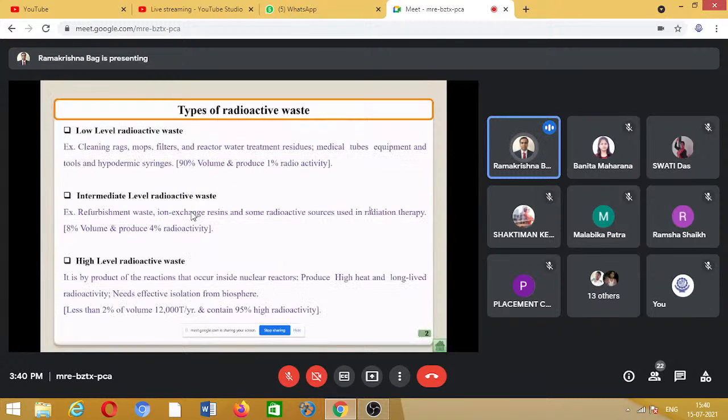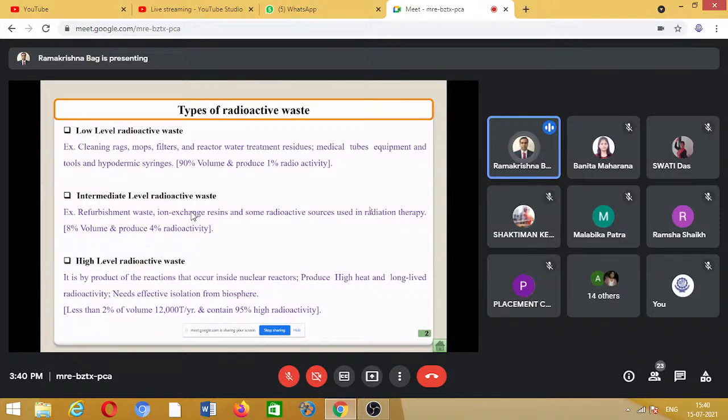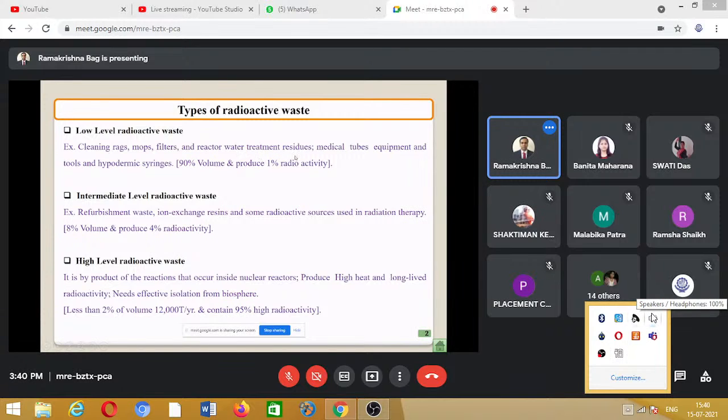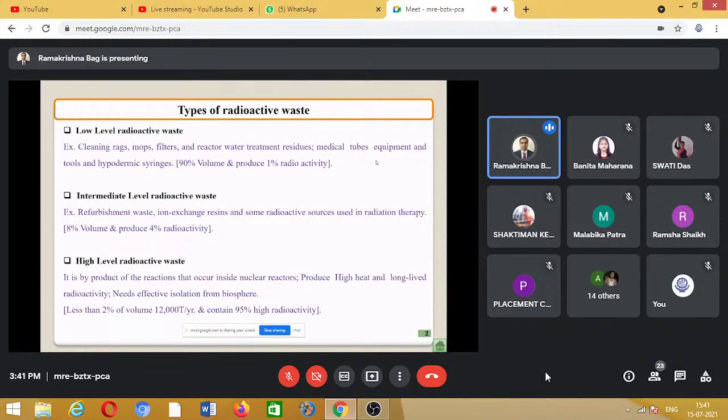When you talk about radioactive waste, it is basically defined in terms of three different levels of radioactivity. One is low level radioactive waste, one is intermediate level radioactive waste, and another is high level radioactive waste. We use this kind of radioactive material in our day-to-day life, but we do not bother too much about the small-scale, low level radioactive waste. For example, in this list you see low level radioactive waste: cleaning rags, mops, filters, medical tubes, so many things you use. Even for research we use some kind of radioactivity. A cancer patient is given some radioactive treatment. Those are not very high level radioactivity, and they make up around 90% of the volume worldwide, while the radioactivity is only 1%.